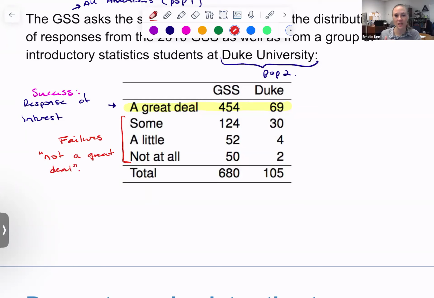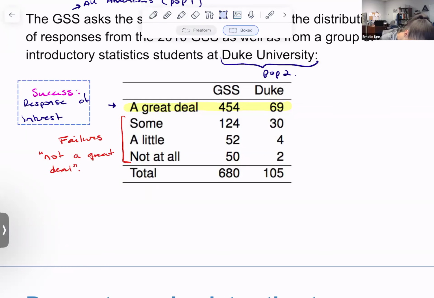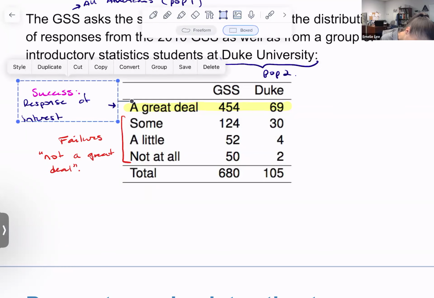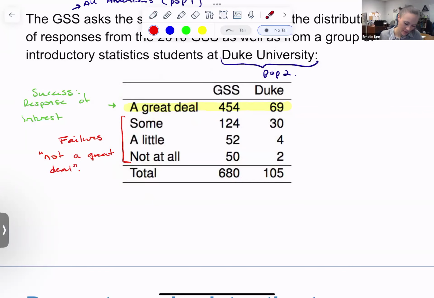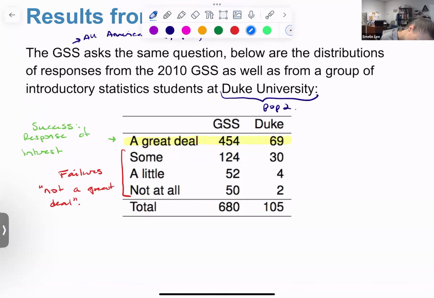For the purposes of this analysis, we're going to talk about, and maybe I'll make this green. Right, so here, these are successes and these are the failures. I'm going to call this, and hopefully it matches, right? We said this is population 1 and this is population 2, right? Group 1, group 2, sample 1, sample 2.